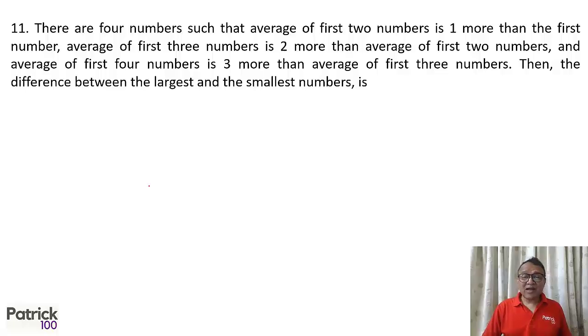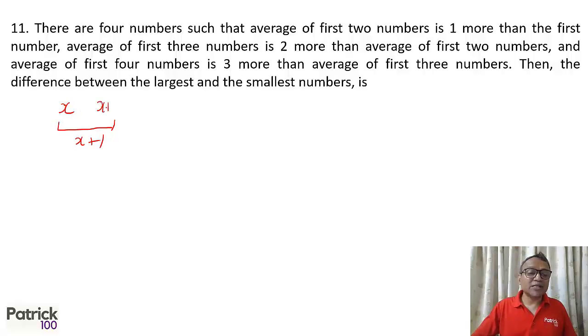The average of the first two numbers is 1 more than the first number. Now this is one of the easy questions if you can think and try to answer properly. It's not difficult at all. It's actually very simple. So if I take the first number as x, they said the average of the first two numbers is 1 more than the first number. So the average should be x plus 1.